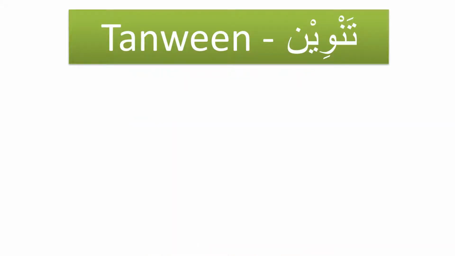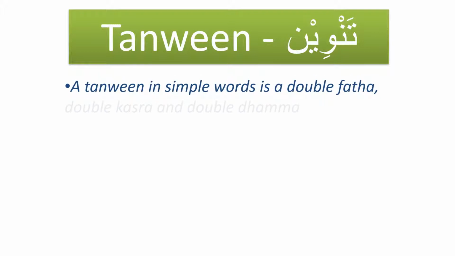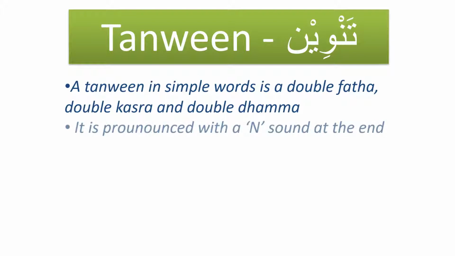Right, so what is Tanween? Tanween, in simple words, is a double Fatha, double Kasra and double Dhamma. So in other words, it's two Fathas, two Kasras and two Dhammas that come together. That is known as Tanween, and it is pronounced with an N sound at the end.